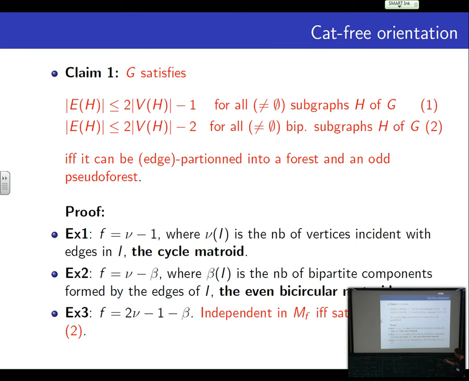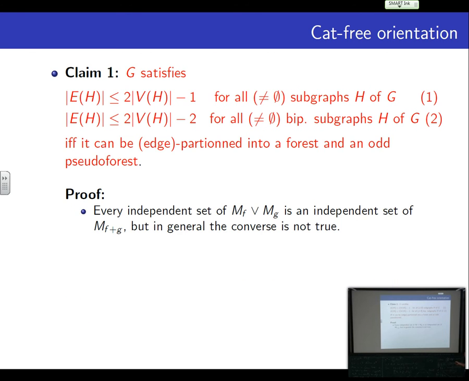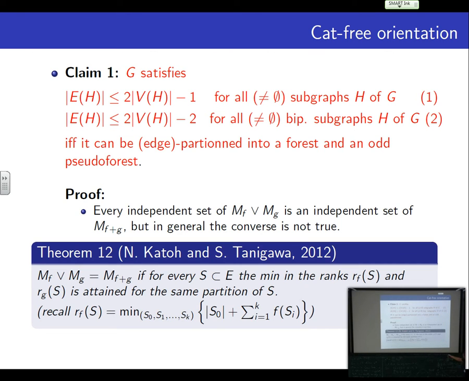And a set is independent if and only if it satisfies both of these. So it turns out that the matroid you get here is exactly the matroid union of these two matroids. This requires a theorem and a proof, but it follows from a fairly recent result by Kato and Takenawa, namely that the matroid union of these two is equal to this if and only if the minimum in the rank function is assumed for the same partition for all of these things.